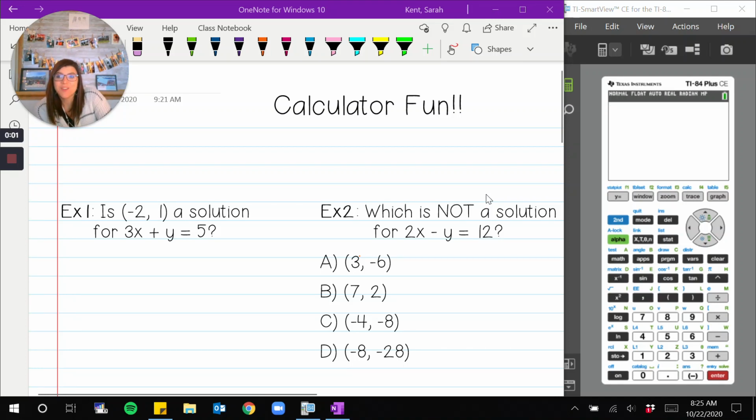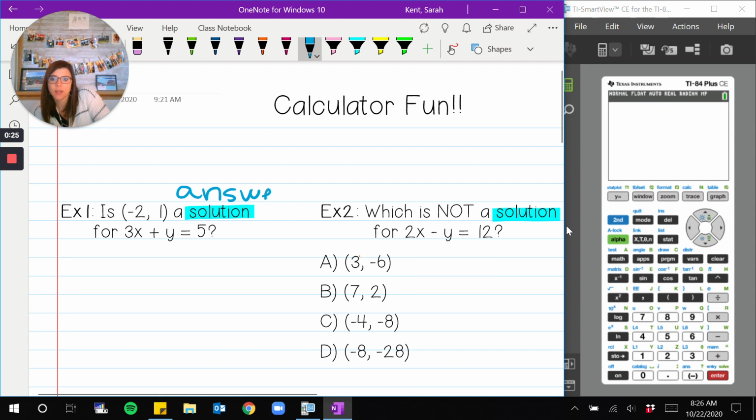All right, today we are looking at a couple of ways to use the calculator to help us find some answers. So in our first two questions, we are looking for solutions. When we see this word solution, we're thinking about an answer to an equation. So when we use the calculator for this, we're going to get two different answers.